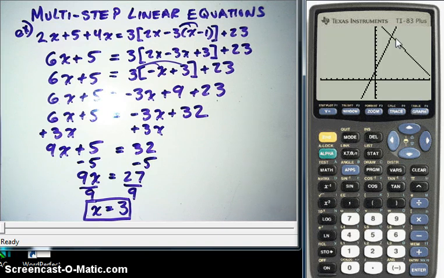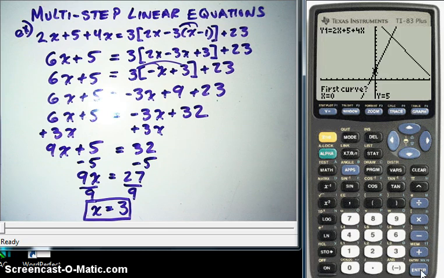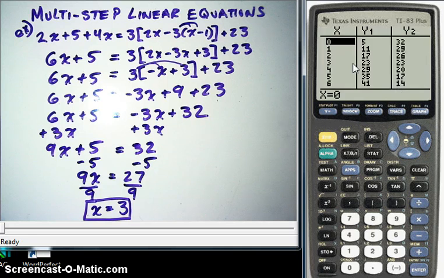And there, I see where it crosses. Second calc, down to intersect, enter. First curve, second curve, guess where it's at? X equals 3, just like we thought it would. We could also go to a table and table set starting at 0 and jumps of 1. Go to second table, and you can see at 3 these two things are equal to each other. So there's another way to check your answer.